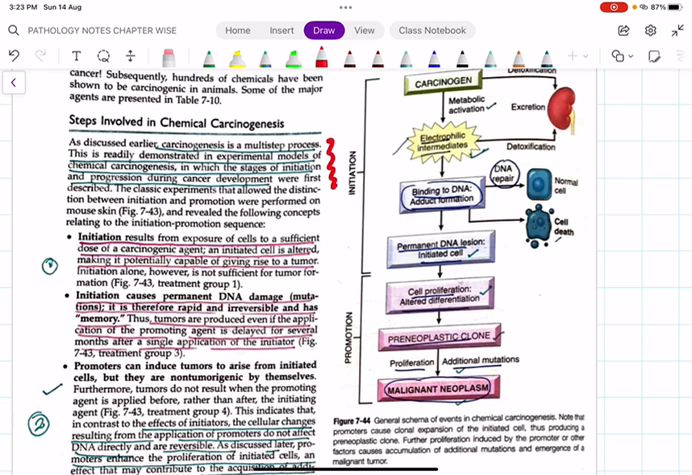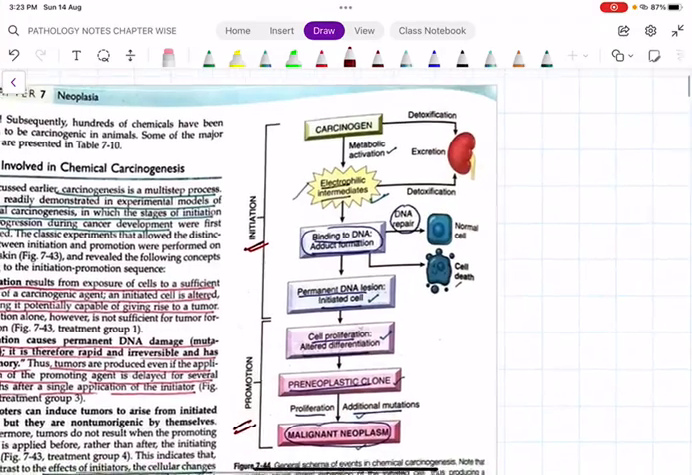What are those? Number one, initiation, then promotion. These are the two steps, initiation and promotion. Please go through this flowchart.